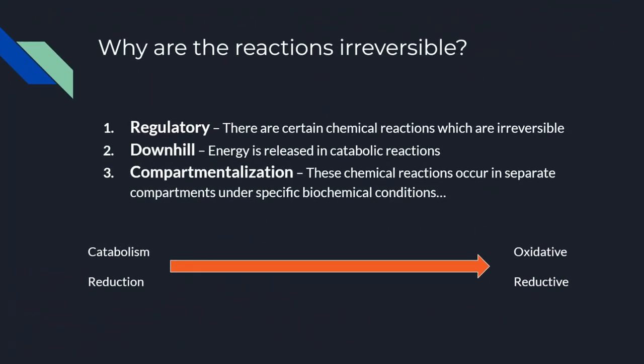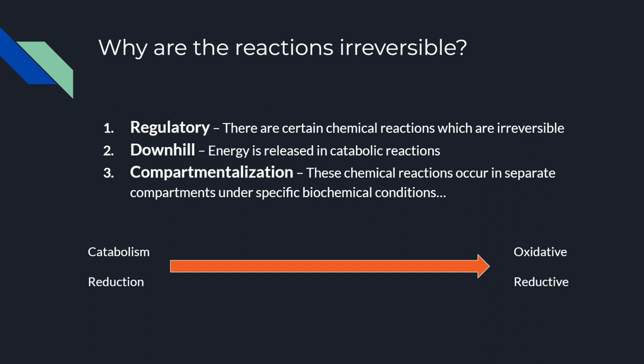And then, why are the reactions irreversible? These catabolic and anabolic reactions, though I have told you that they are opposites of each other, are not reversible. That means you cannot just go for catabolism and then come back to anabolism directly. It is a little bit of a complex process. The reason for this is the following three reasons. First is regulatory reasons. There are certain steps within these entire chemical pathways which are irreversible. They cannot be reversed, which is a big reason why these reactions must be irreversible.